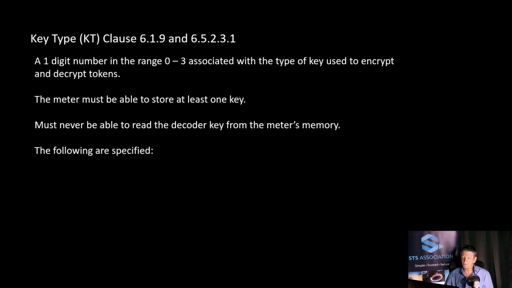So let's start with key type, which is in clause 6.1.9 and clause 6.5.2.3.1 of the document. The key type is a one-digit number in the range 0 to 3, associated with a type of key used to encrypt or decrypt tokens. The meter itself must be able to store at least one key. It could store two. You must never be able to read the decoder key from the meter's memory at any time. Once the meter has been coded with a key, it becomes completely opaque to reading from the outside.